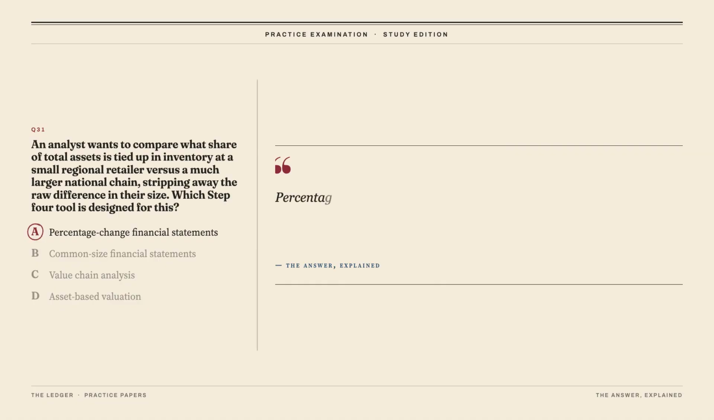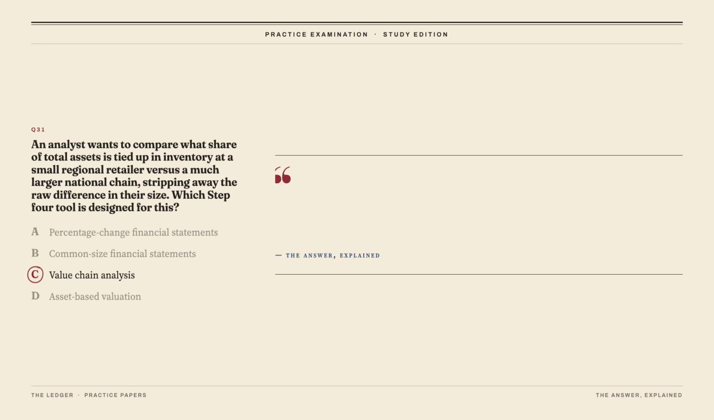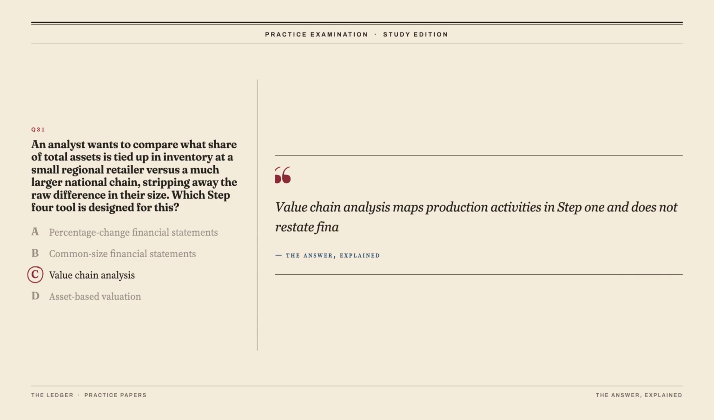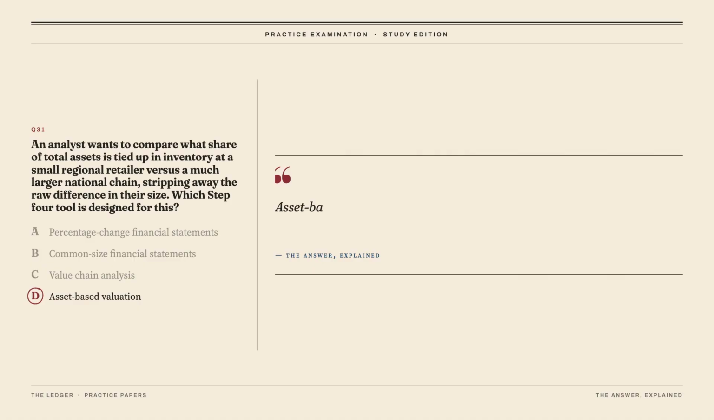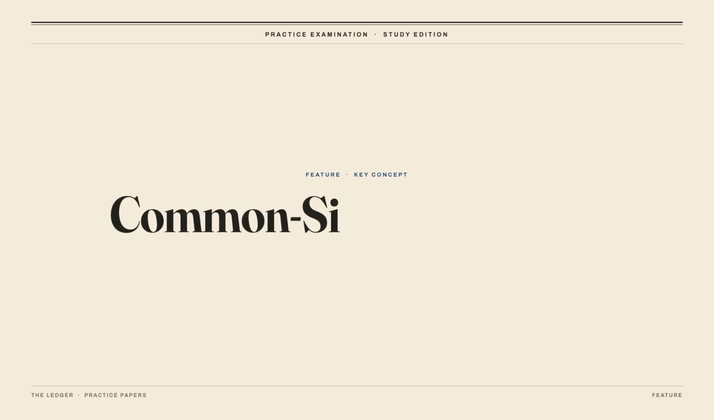A is wrong because percentage change statements track how each line item grows from one period to the next, which measures momentum over time rather than structure within a period. C is wrong because value chain analysis maps production activities in step 1 and does not restate financial statement items as percentages. D is wrong because asset-based valuation is a step 6 method for estimating firm value, not a tool for comparing balance sheet structure across two companies.